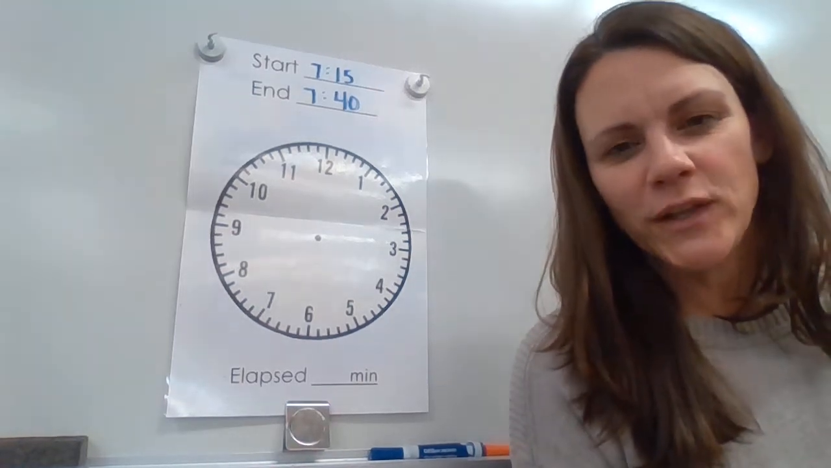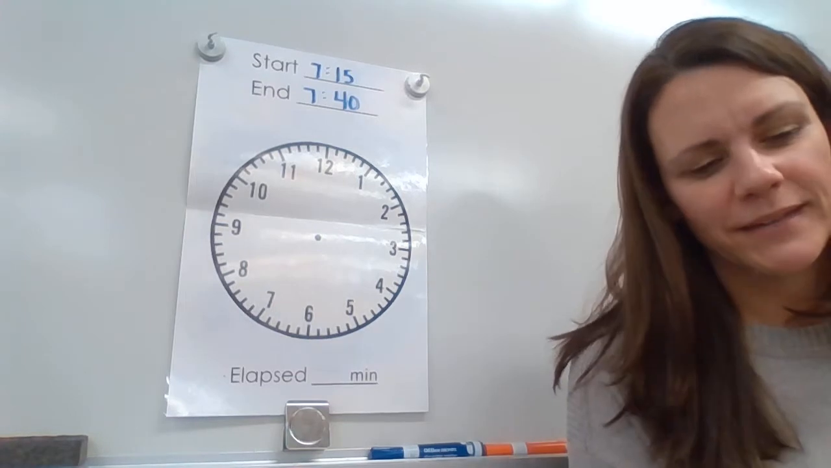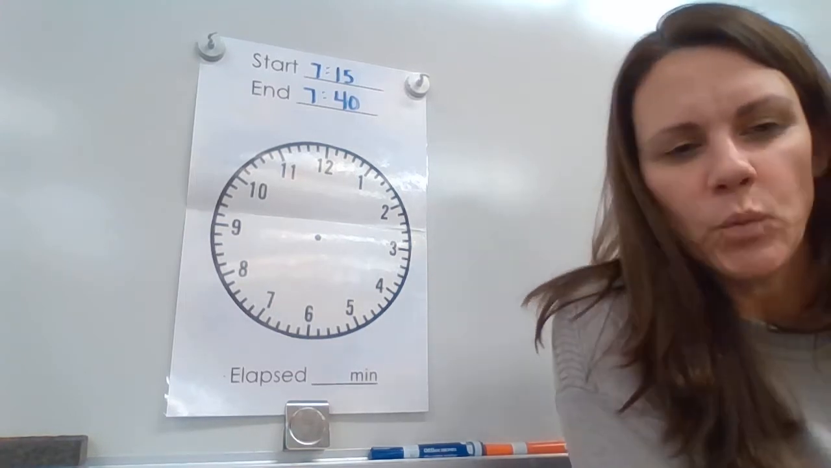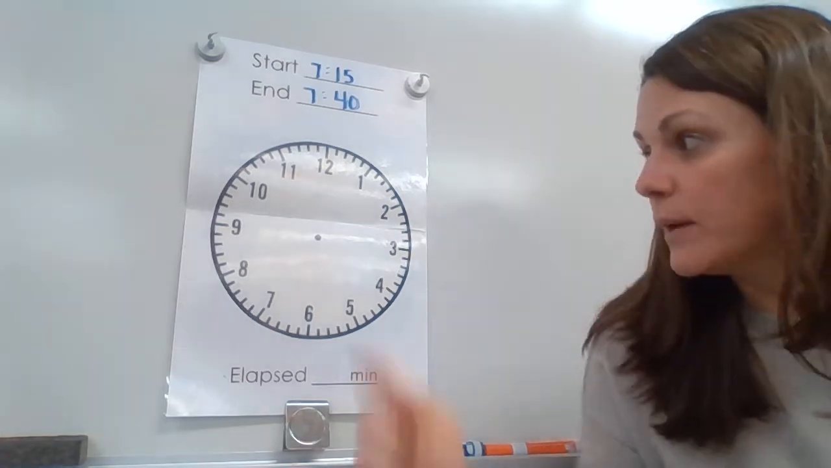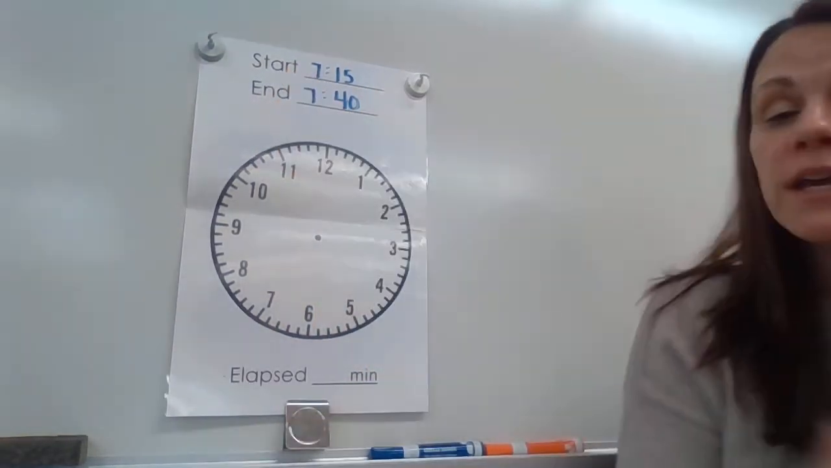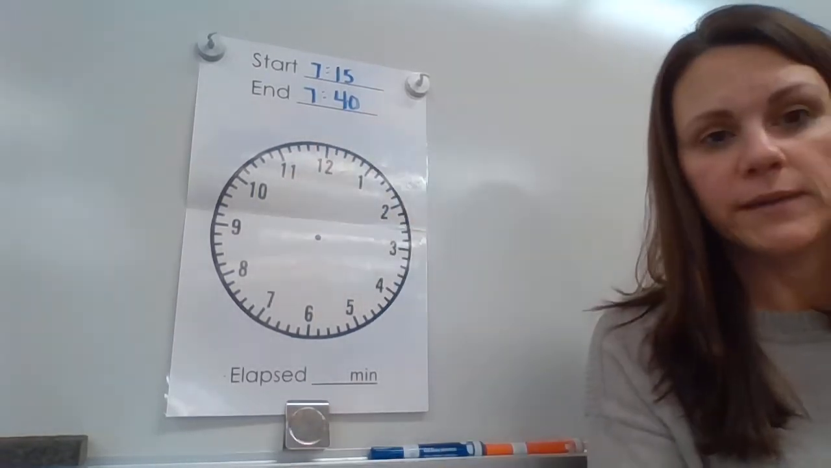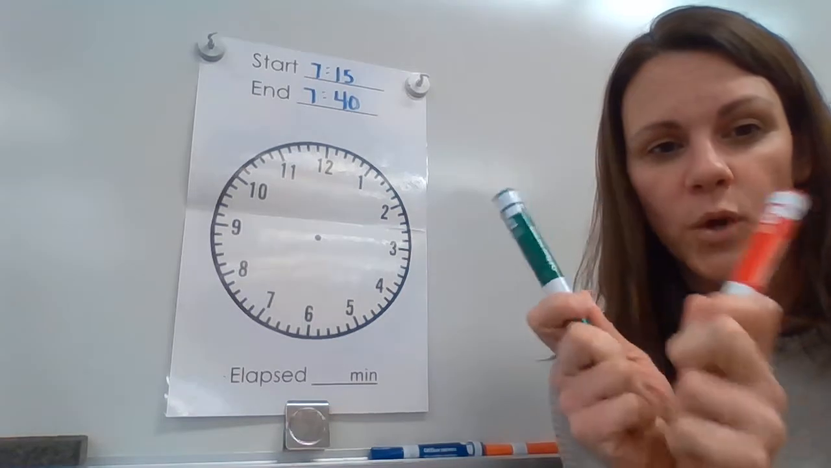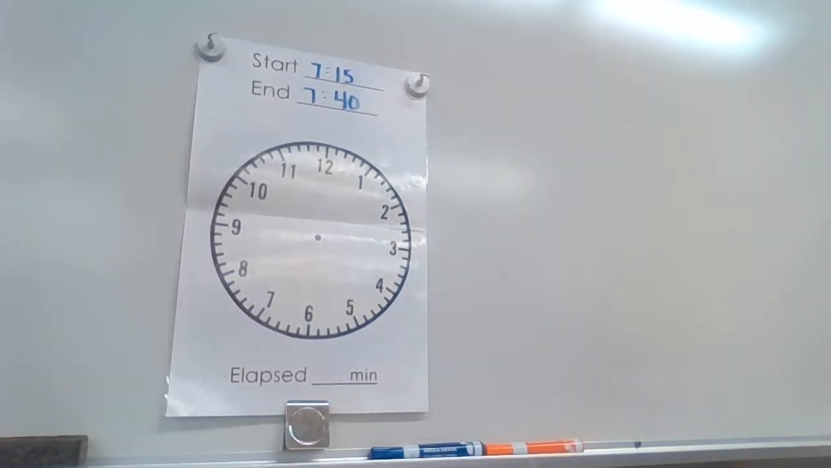All right, here we are live with a clock type piece of paper, not a real clock, but you watched the video part on elapsed time, the intro to elapsed time. So now we're going to do some in real life. All right, so we have our start time of 7:15. We have our end time of 7:40. I've got my green and my red. Hopefully you do too. If not, it's okay, but I think it helps.